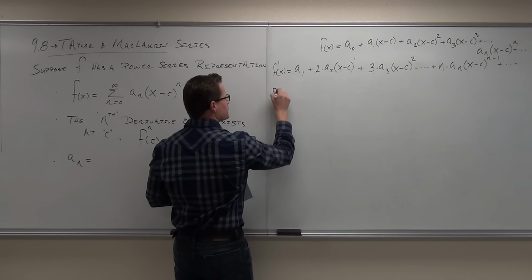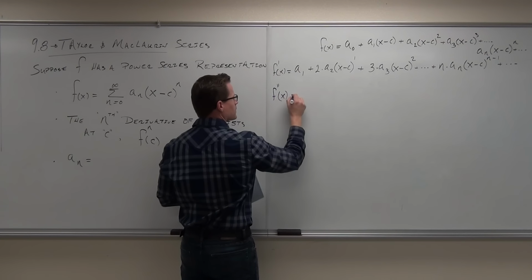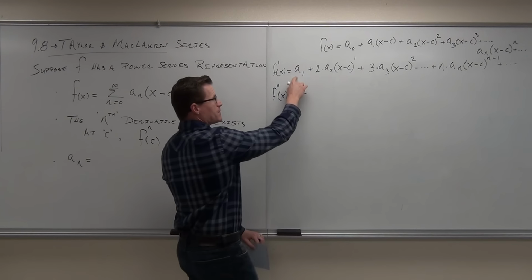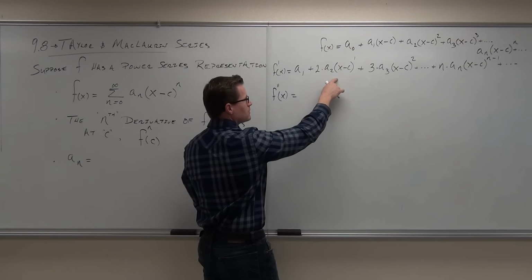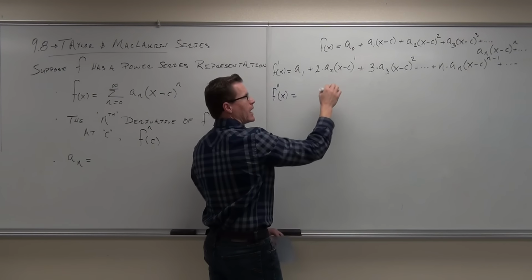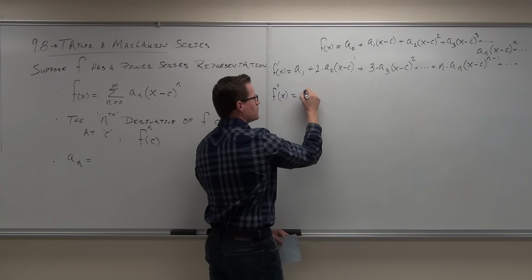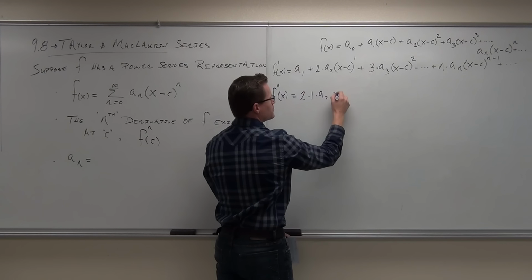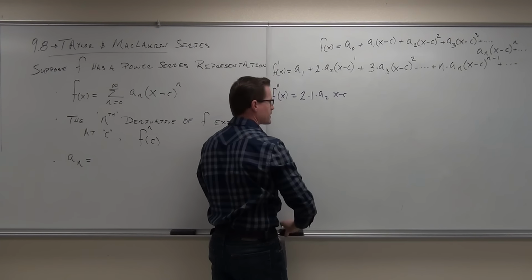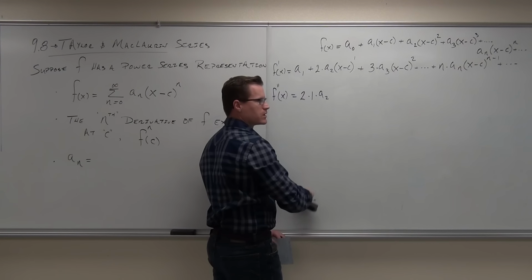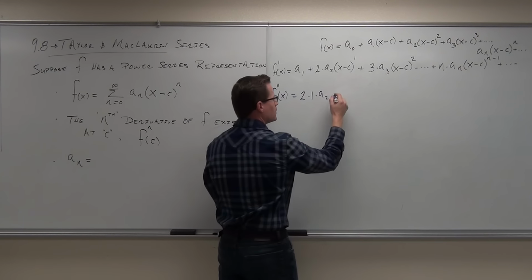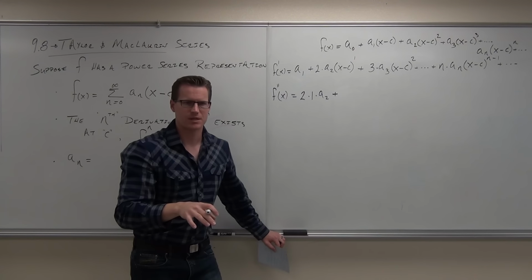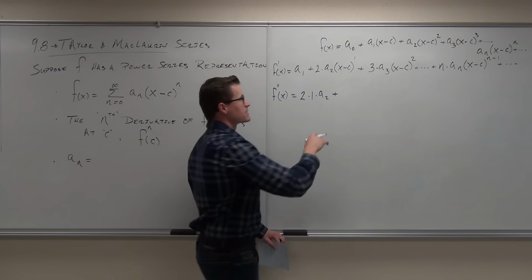So let's do f double prime of x. Okay, tell me what happens. Come on, you guys got it. What happens here? Really what happens is you bring down the 2, don't you? You really get 2 times 1. Do you see it? A sub 2, x minus c to the 0, but that's going to go away. So I get 2 times 1 times a sub 2. Now I don't want you to simplify it because we're looking for a pattern here. Does that make sense? Looking for a pattern.